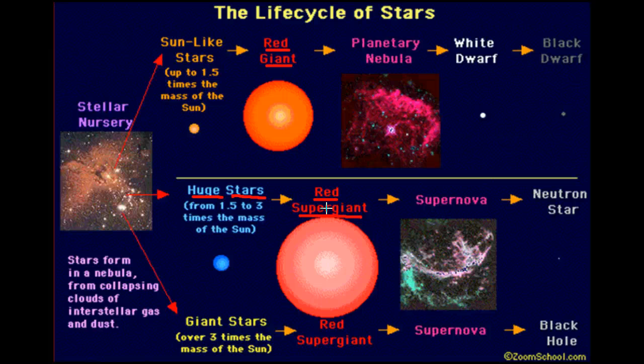Now, here's an important difference in the life cycle of massive stars. Remember that our sun becomes a red giant whose atmosphere explodes off up here. The atmosphere explodes off, and then it becomes a planetary nebula.